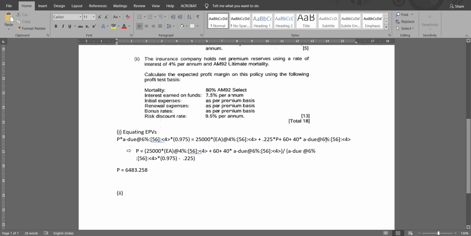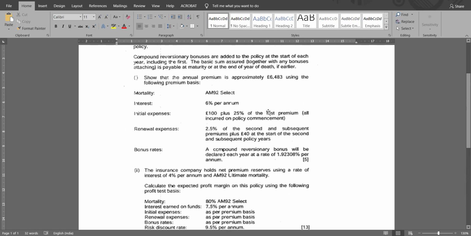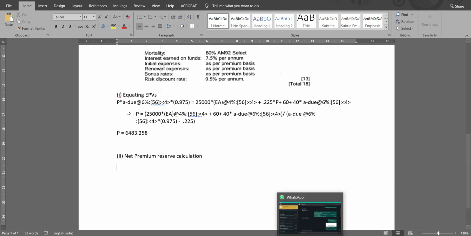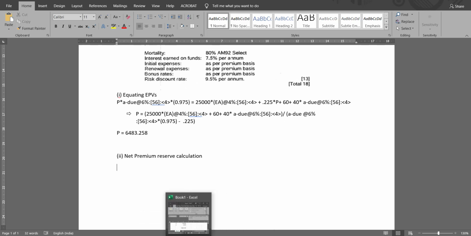Okay, so how does net premium reserve work? Right. So we would include the past bonuses but not the future bonuses. So at any point of time we just need to see what is the amount of sum assured that we have. Okay, so that can be done using Excel.